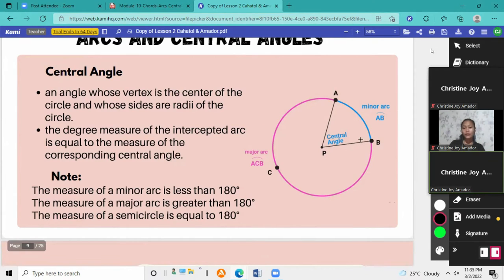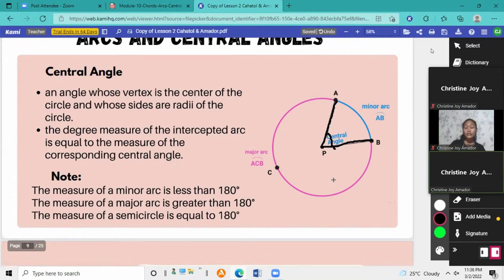If this is our circle and this is our center, it states that central angle is an angle whose vertex is the center of the circle. So this is the center of our circle, right? And that is also the vertex of that angle. So the center of our circle is the vertex of our central angle, and its sides are radii of the circle. So if this is the vertex of our angle, and the sides are the radii, this one, the radius of our circle. This is also a radius. With that, we can create a central angle.